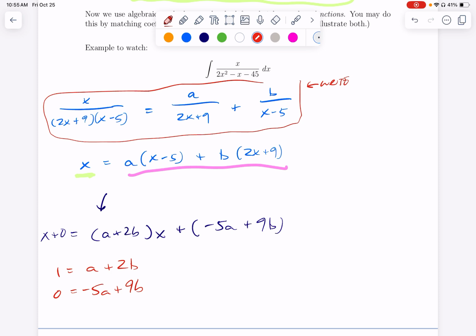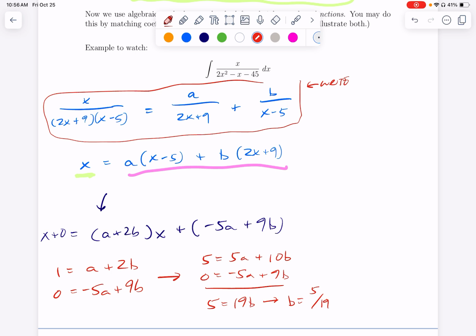And then we would just solve this algebra 1 style. I will multiply the top one by 5. And I'm just going to tell you, I picked this example somewhat randomly. There's no guarantee that the coefficients will be pretty, but we'll get them. Right? The answer is what the answer is. So if I multiply top and bottom by 5, I get 5 equals 5A plus 10B. So if I add these up, I get 5 equals 19B, B equals 5 over 19.